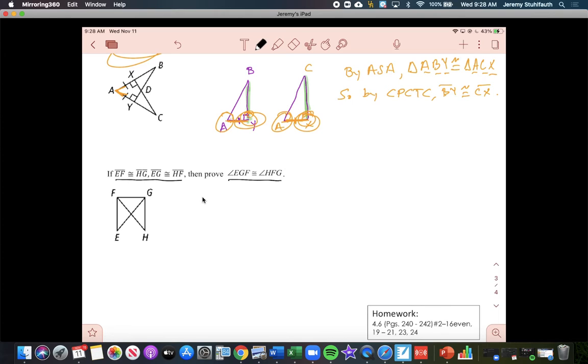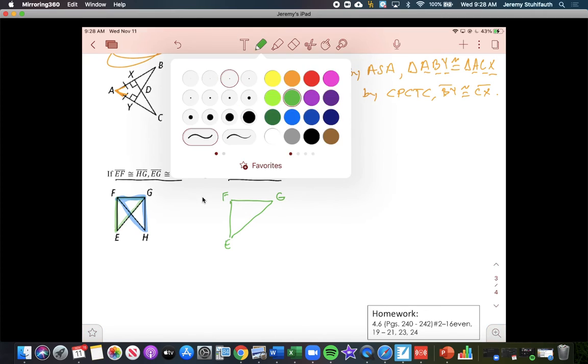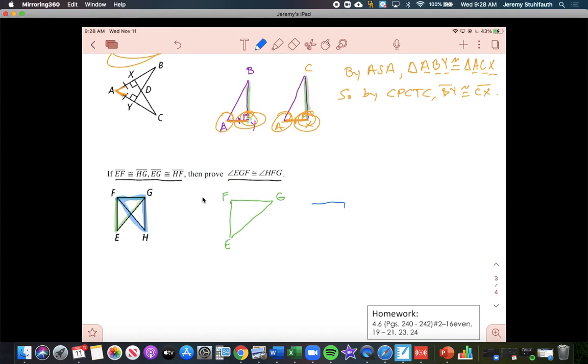I'm going to redraw these triangles. I have triangle 1 right here, so I'm going to redraw that triangle. We'll draw it in green since I highlighted it in green. So we have here, here, here, and that is FGE. And then we also have the second triangle over here. I'll highlight that in blue, so I'll draw it in blue. So in this orientation, we have F, we have G, and we have H.